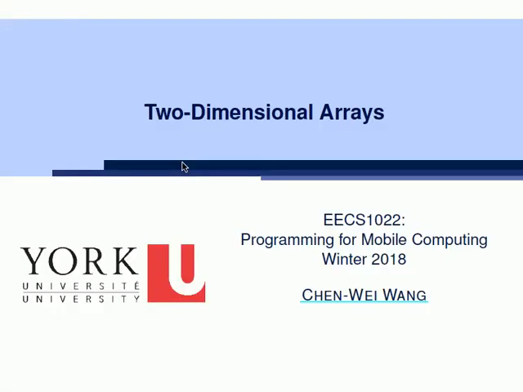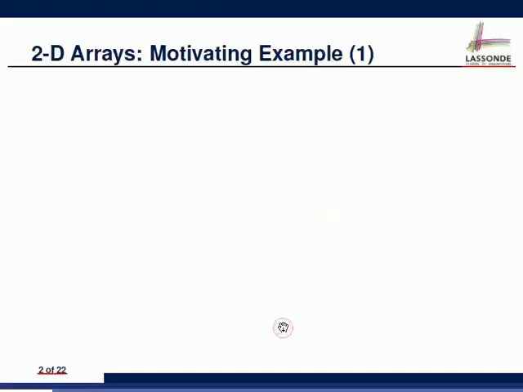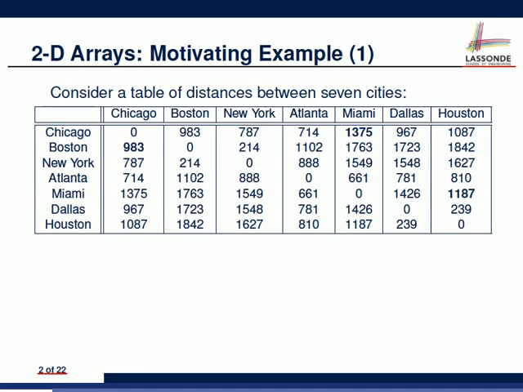For those of you who know about two-dimensional arrays, pretend you didn't know it. How would you solve this problem over here? Let's think about the problem together. Now, I want you to consider a table like this. The numbers may not be 100% authentic, but you will get an idea.